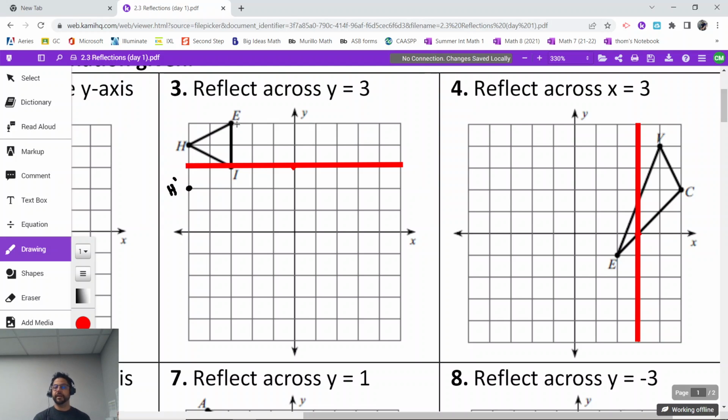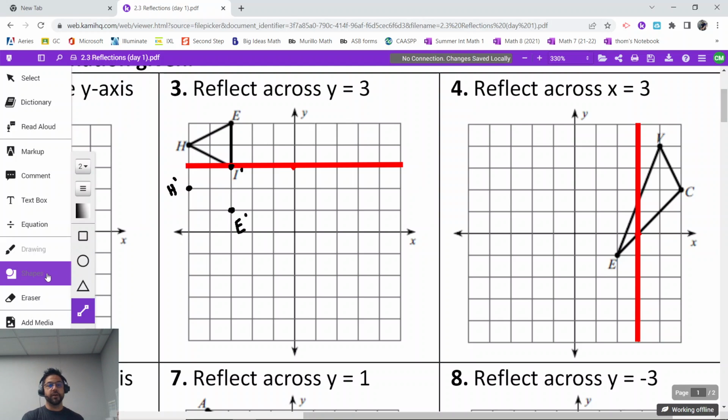Do the same thing for E. I'm going to go ahead and count 1, 2, and then reflect is 1, 2. Put a little dot, label E prime. Now this one is the best one that students really like. Since I is on the actual highlighter line, we just make it a little bit more visible, and then we can also mark it with I prime. Because again, if it's already on the highlighter, then it does not have to move, because the distance would be 0.